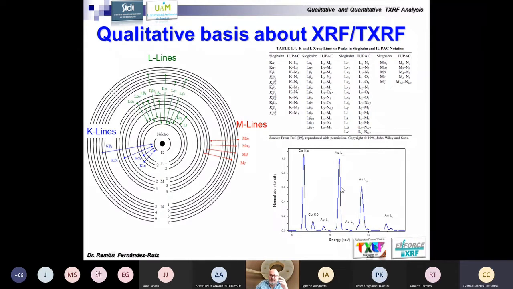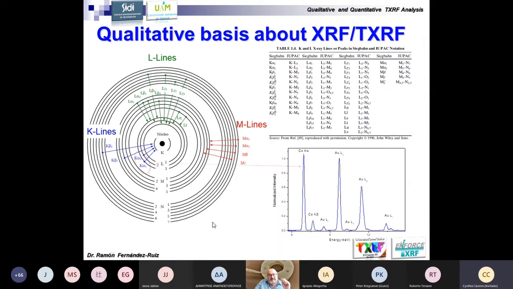Here there is a real spectrum of cobalt and gold signal. Here we can see the K lines of the cobalt and the L lines of the gold atoms. Here we can see the K lines, the L lines, and M lines usual for a more robust model of atom.